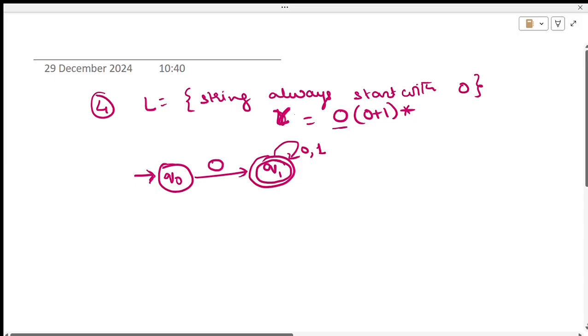On Q0, if the machine sees a 1, it should not start with a 1, so it should go to another state, say Q2, which is the trap state. Once the machine reaches the trap state, it will stay there forever. So this is the deterministic automaton for the given language.